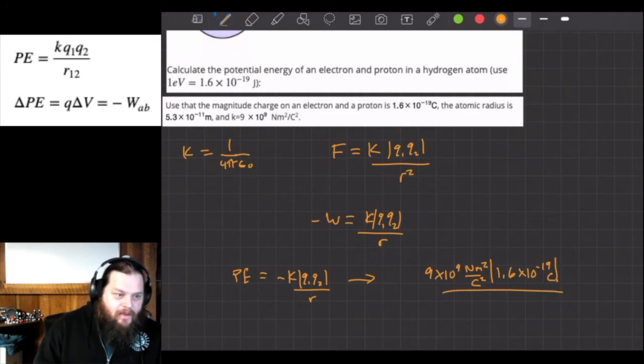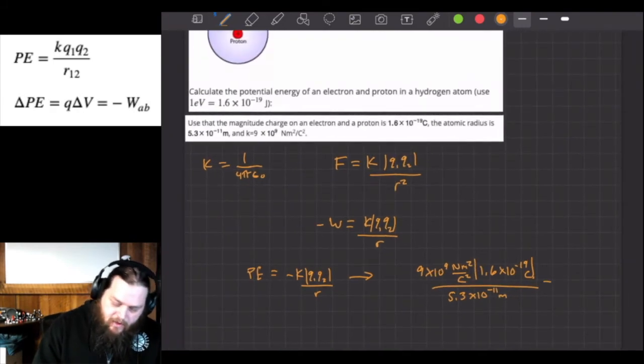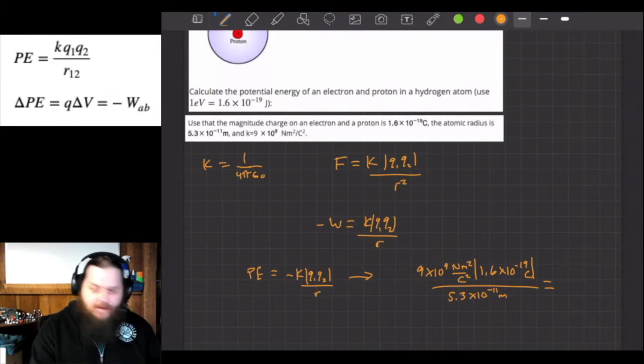And we're going to multiply that by, in this case, 9 times 10 to the 9th power newton meters squared over coulomb squared. We're going to divide that by the distance between them. Now the distance that they give us here is 5.3 times 10 to the negative 11 meters. And this is going to equal the potential energy there. So let's plug that into our calculator and see what we get.